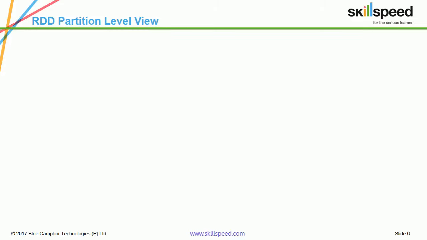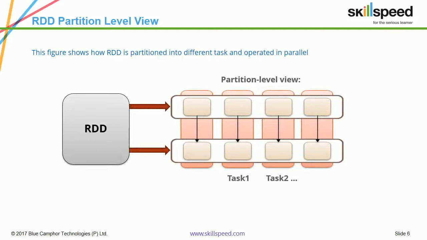Let's have a look at the RDDs in a partition level view. This particular figure shows the RDD in a partition level view. You can see that the RDD is divided into multiple partitions, and whenever you are running any task, the task actually runs on the partitions. Partitions are logical blocks of data, and whenever you are performing any transformation or action, it happens on partitions.